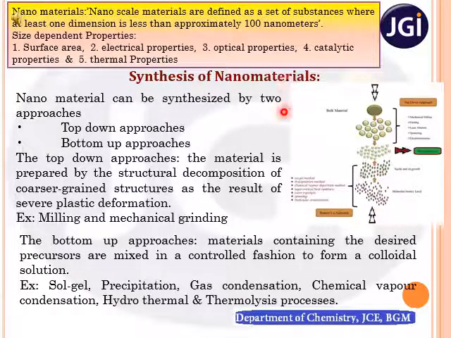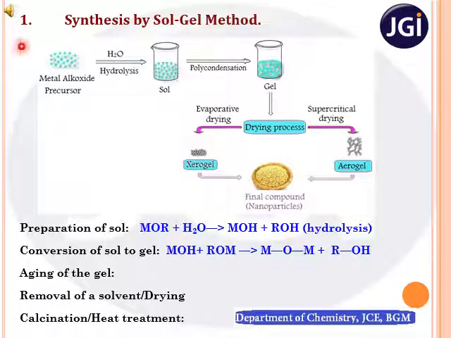So there are in general the top-down approach and the bottom-up approach. Top-down is to prepare the material which is required, then grind it to a nanoparticle size, and in the other case, that is the bottom-up approach, take the precursor and develop the desired compound in the nano size itself. So this method is called bottom-up approaches. So in the syllabus we need to discuss some synthetic methods which come under bottom-up approaches. First method under the bottom-up approaches is the Sol-Gel method.